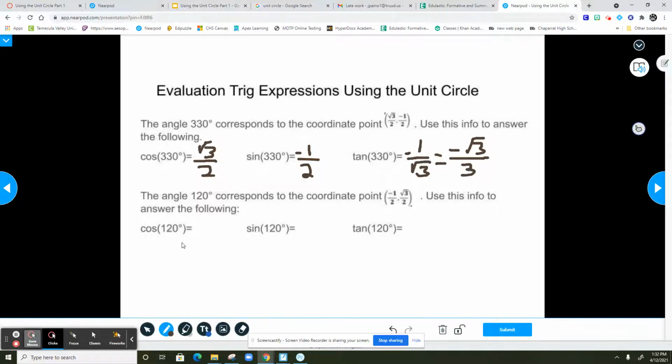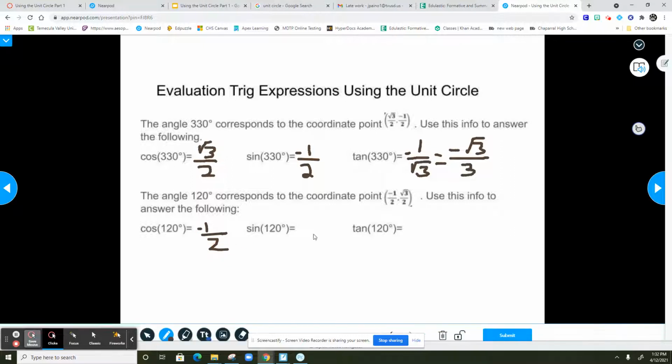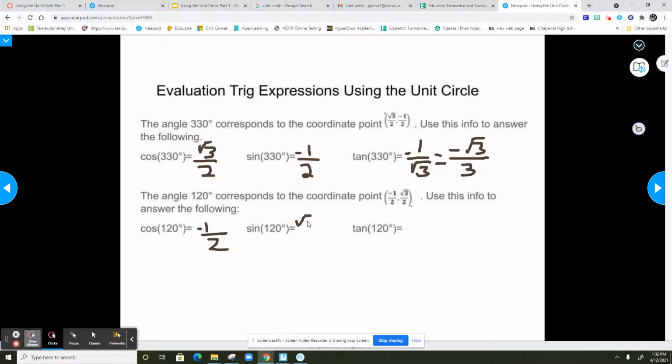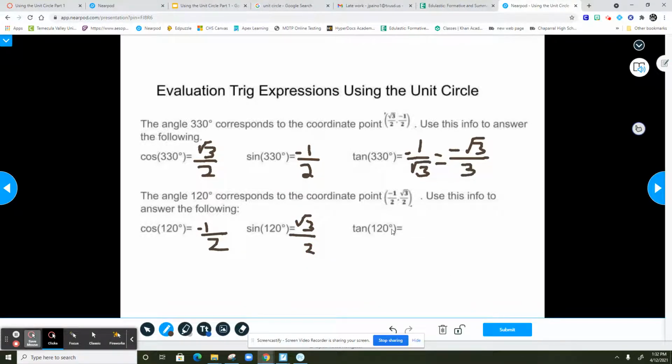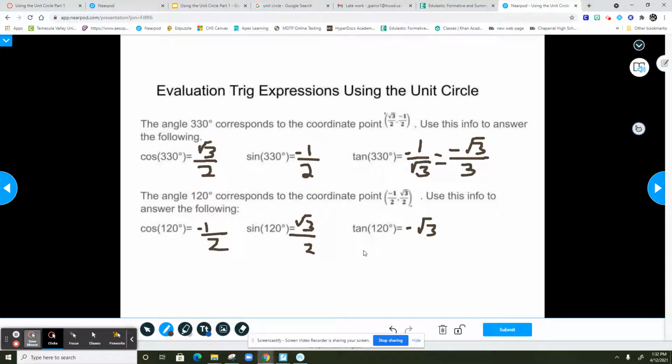All right. Now we do 120 degrees. We know that 120 degrees corresponds with the point negative 1/2, rad 3 over 2. So cosine of 120 is negative 1/2. Sine of 120 is rad 3 over 2. And then tangent of 120 is just negative rad 3. The 2's cancel out, right? So you just get negative rad 3.